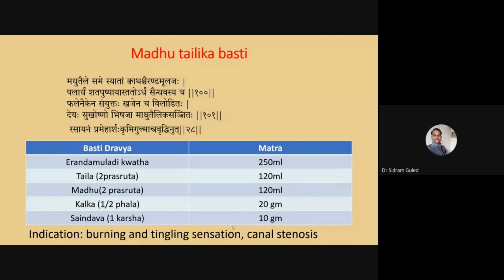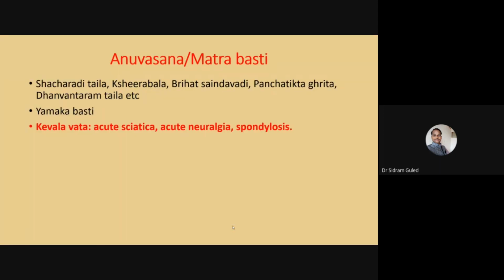And coming to the Anuvasana Basti or Matra Basti, we use Sahacharadi Taila, Kshirabala Taila, Brihat Saindhavadi Taila, Panchatikta Ghrita, Dhanvantaram Taila, and different varieties of Tailas as the case may be. We usually prefer Emulsion Bastis, which are a combination of both Taila and Ghrita. Usually Panchatikta Ghrita and one of the Tailas we use, especially in Kevala Vata, like acute sciatica conditions.